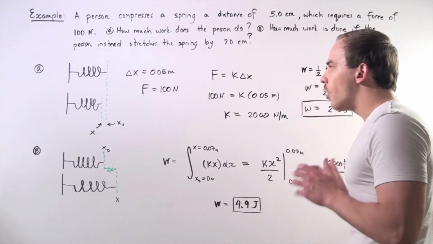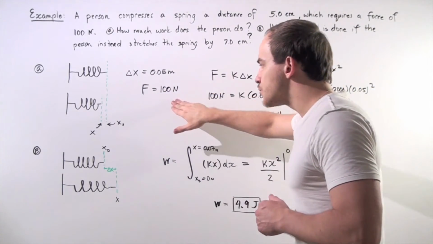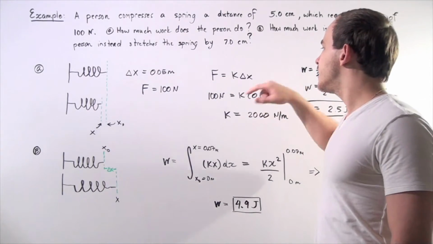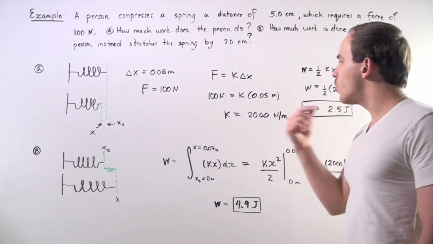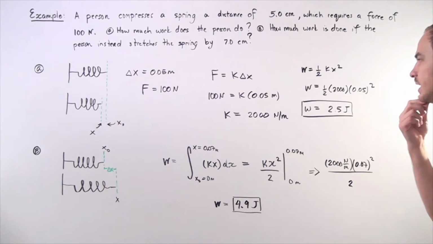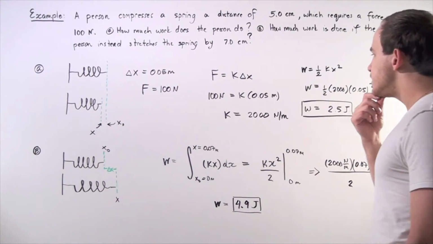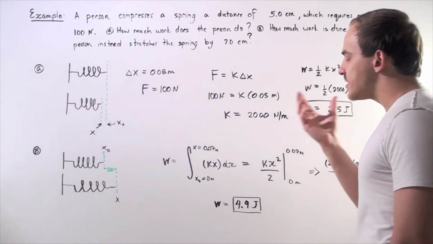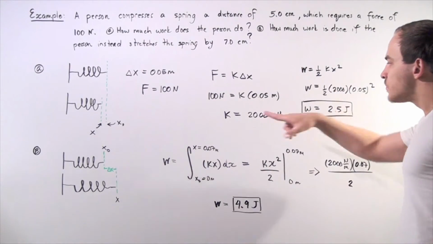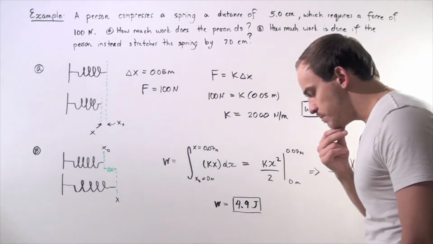The maximum force is 100 newtons. So we can use Hooke's law to calculate the spring constant K. So 100 newtons is equal to K times our displacement. So we divide by displacement and we get that our K, the spring constant, the stiffness in the spring, is equal to 2000 newtons per meter.